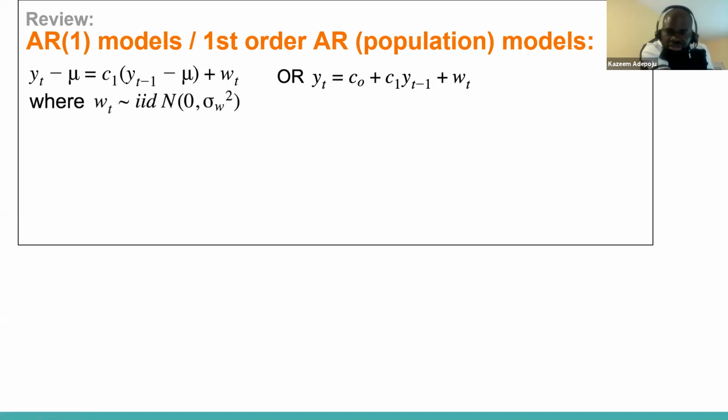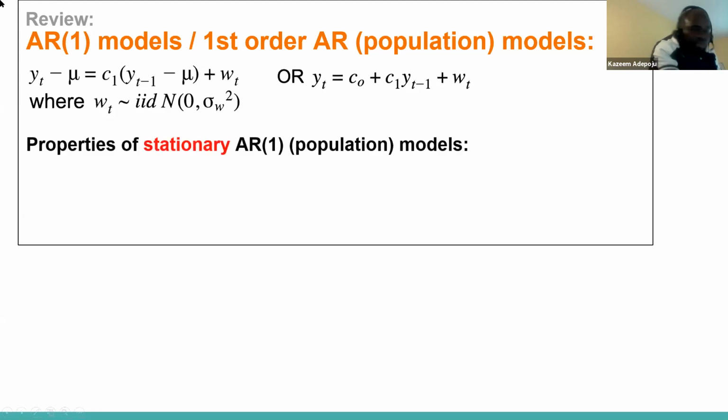And of course, when you specify a model like this, you need to be able to tell us the distribution of the white noise, okay? So this is very, very crucial. This is actually trying to tell us that the white noise, the residual in the model, is a white noise, and it's actually distributed IID normal with the mean zero and the variance.